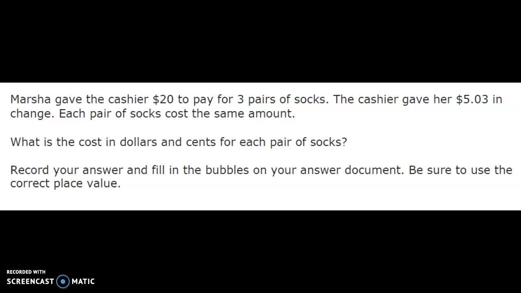Of course, this is going to be a griddable answer where you would record your answer and fill in the bubbles on your answer document. We'll continue to work on that throughout the year, so you'll be super good at doing that by the time the STAAR or any other type of assessment rolls around. And you need to be sure to use the correct place value.